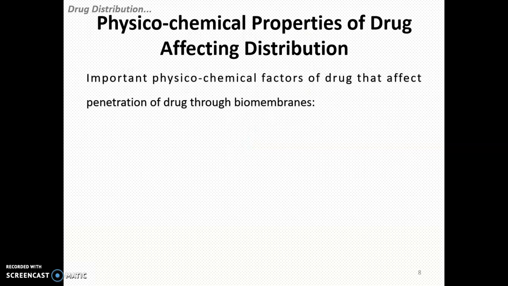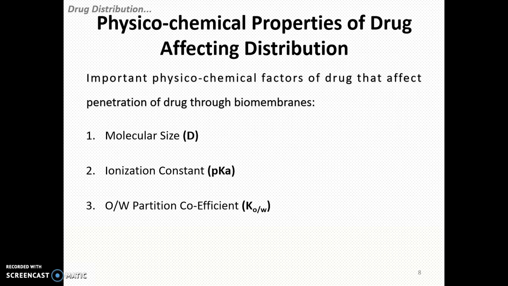Here we have a number of physical and chemical properties of a drug which definitely affect the distribution process of a drug in our body. A few of the important physicochemical factors of a drug that affect penetration of the drug through biomembranes are molecular size, ionization constant of a drug, and partition coefficient of a drug.